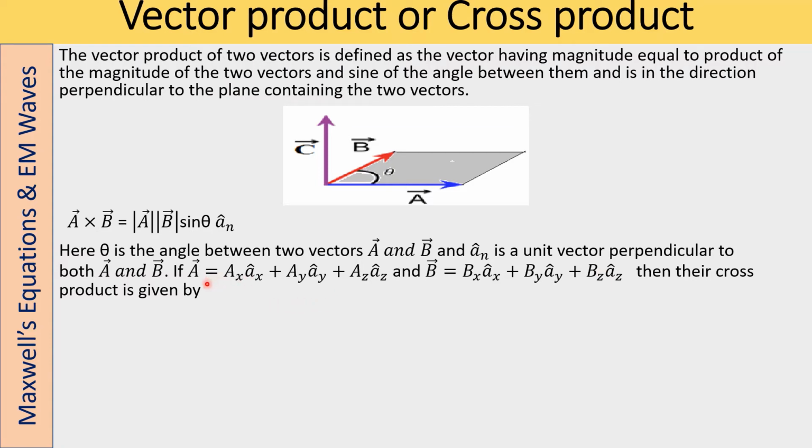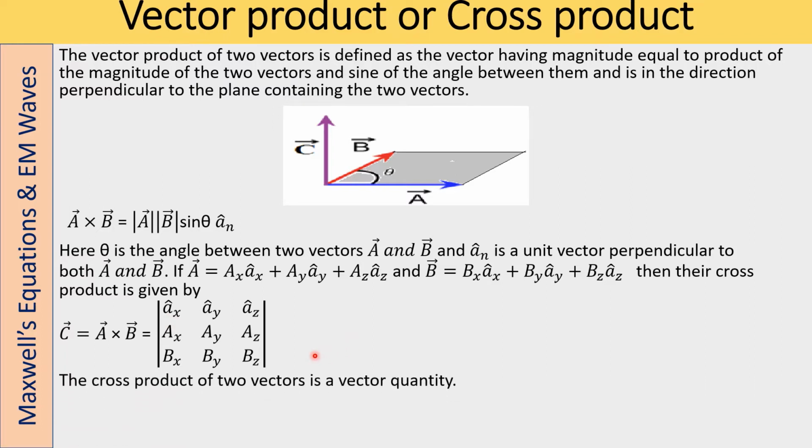If vector A is equal to A_x a_x hat plus A_y a_y hat plus A_z a_z hat, where a_x hat, a_y hat and a_z hat represent the unit vectors, and B is equal to B_x a_x hat plus B_y a_y hat plus B_z a_z hat, then the cross product is given by C equals A cross B equals the determinant of this. So the cross product of two vectors is always a vector quantity.